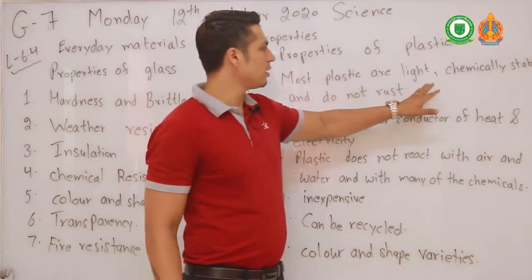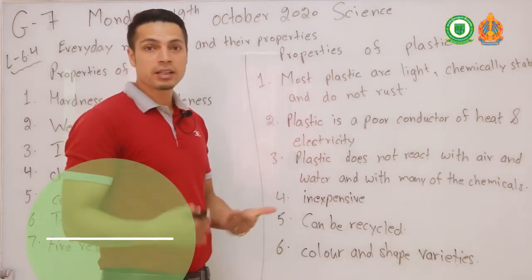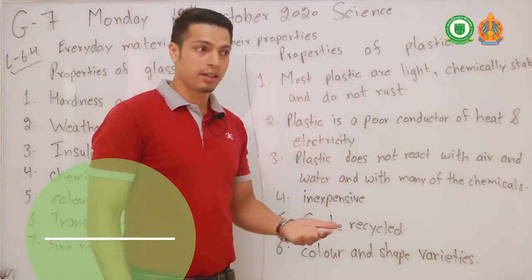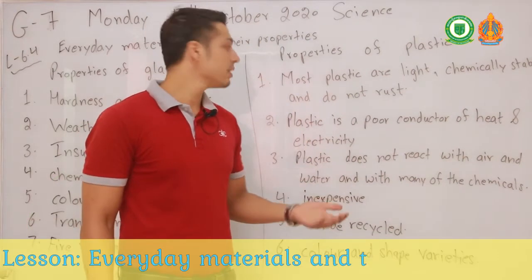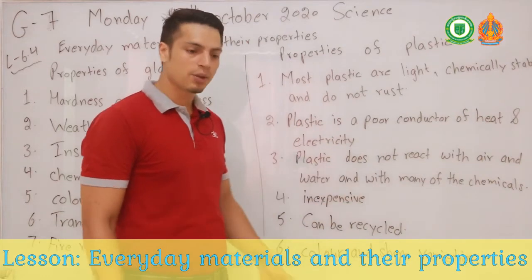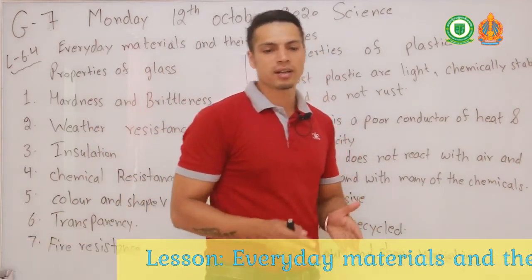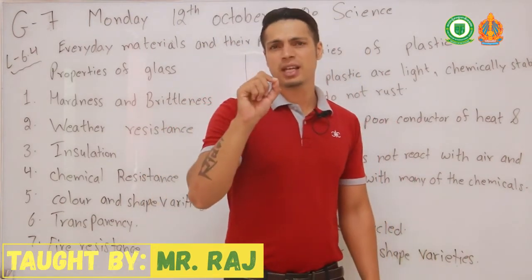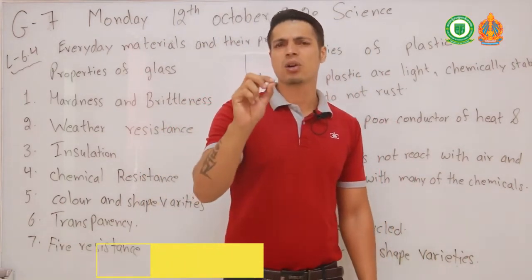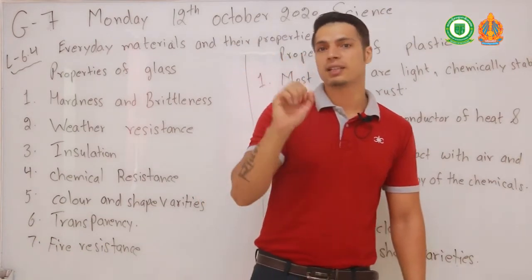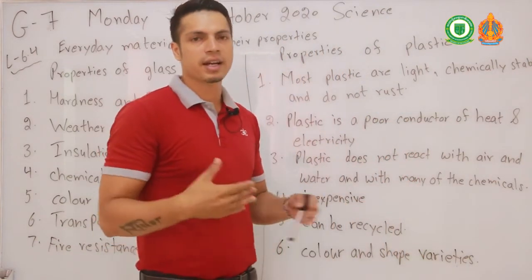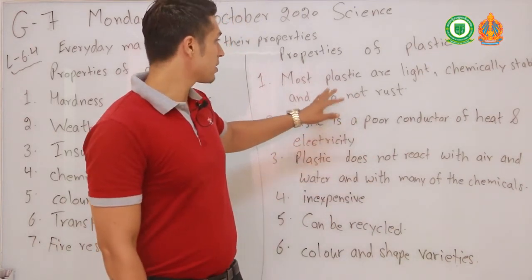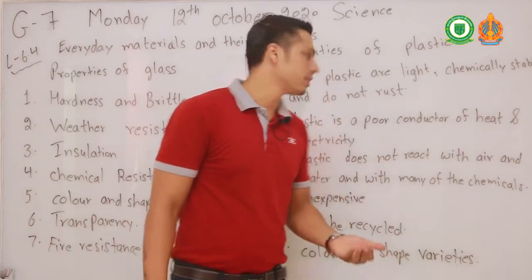Most plastics are lightweight. They are chemically stable, it does not react with any chemicals, and they do not rust. So if I talk about rust, what is rust? If you see any iron rod get that brown thing on it, that is rust, because the iron can react with water and oxygen, whereas plastic does not react with any chemicals.